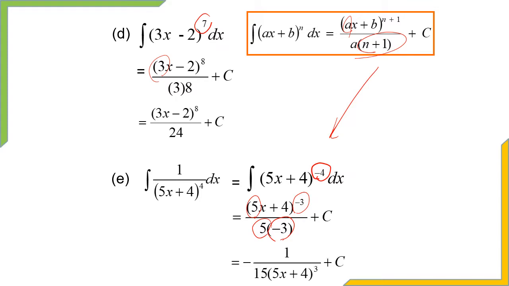So the answer is negative 1 over 15 of 5x plus 4 to the power of 3, because we bring down the negative 3 to the bottom, to the denominator, and we also need to add c. Simple, right? You have to try it, and then you will see how simple the integration is.